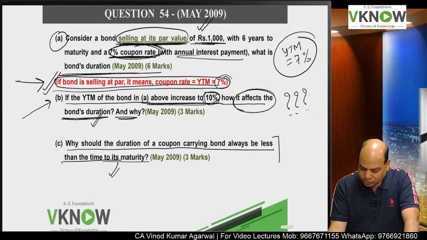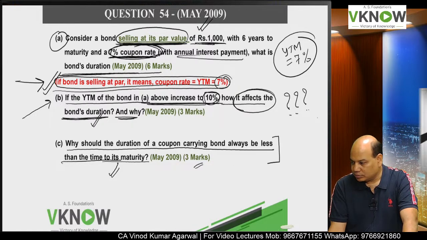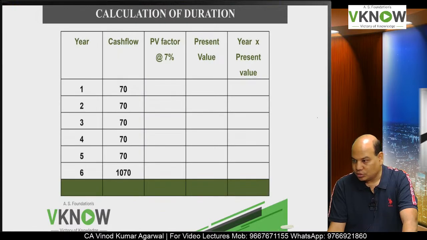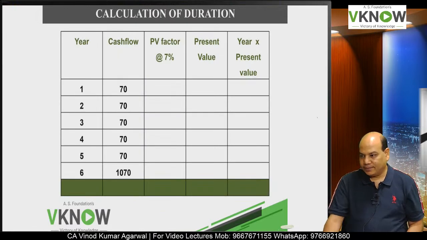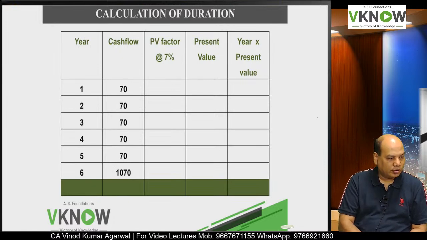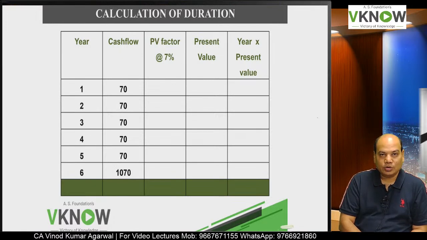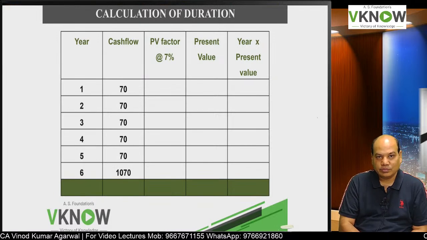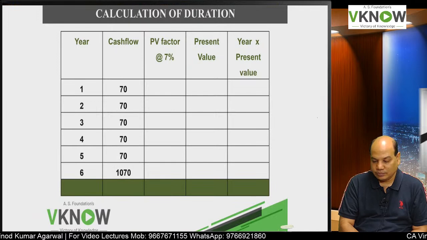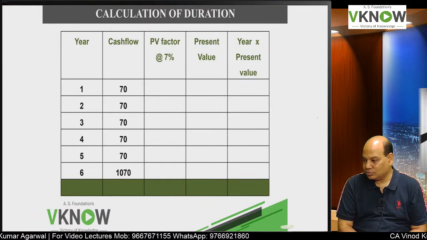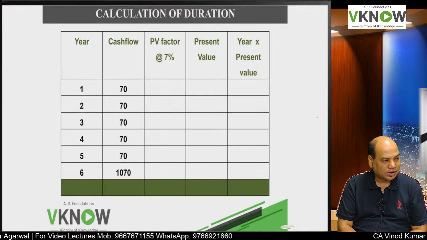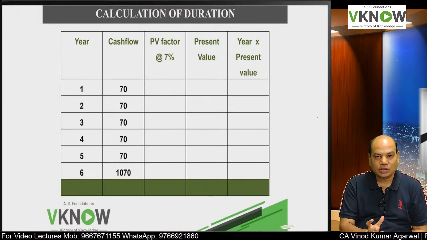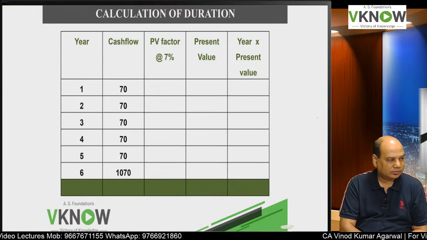So this also is for 3 marks, right? First we'll write down the calculation of duration. First, the original question, calculation of duration. I hope you have written the note that coupon rate is equal to YTM is equal to 7%. Okay. So first chance to you, I'll give you 30 seconds. Give me the duration.